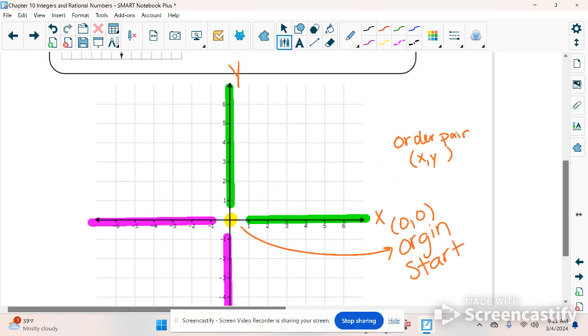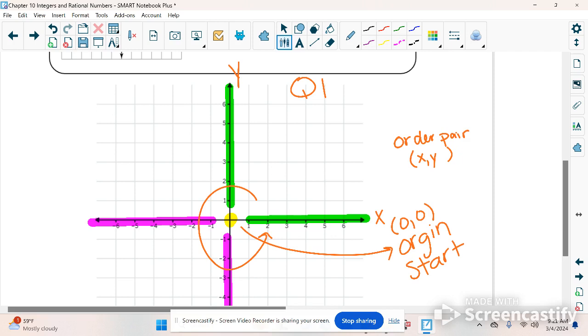Because it's divided into 4 sections, we call them quadrants. The prefix of quadrant is quad, Q-U-A-D. That means 4. Okay? This right here is quadrant 1, and it follows a C pattern. Coordinate plane begins with the letter C, so it's going to make a C like this.